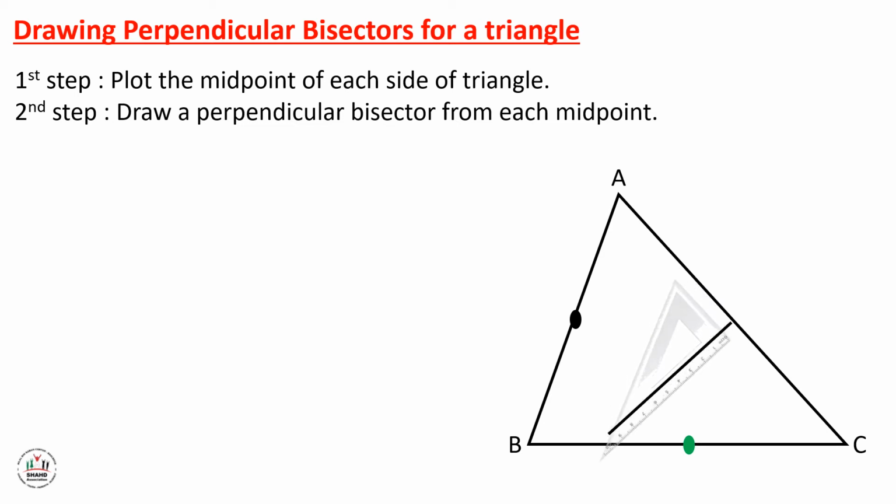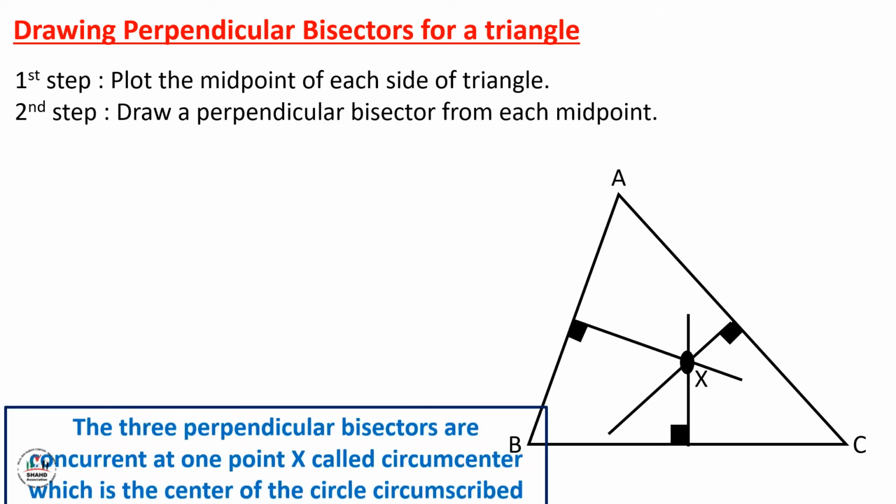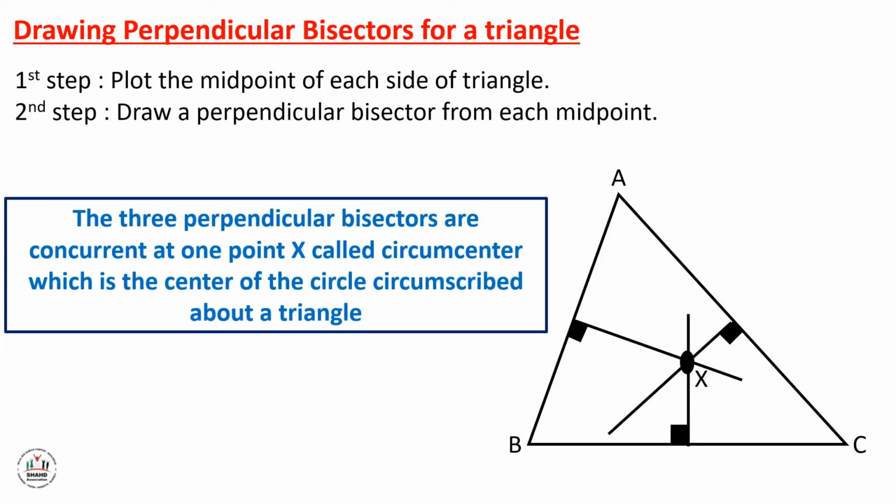This is the first perpendicular bisector, and this is the second one. And the third one, we can directly join the midpoint of side BC by the intersection point of the previous two lines. So the three perpendicular bisectors are concurrent at one point X called the circumcenter, which is the center of the circle circumscribed about a triangle. And later we will learn how we can draw this circumscribed circle.